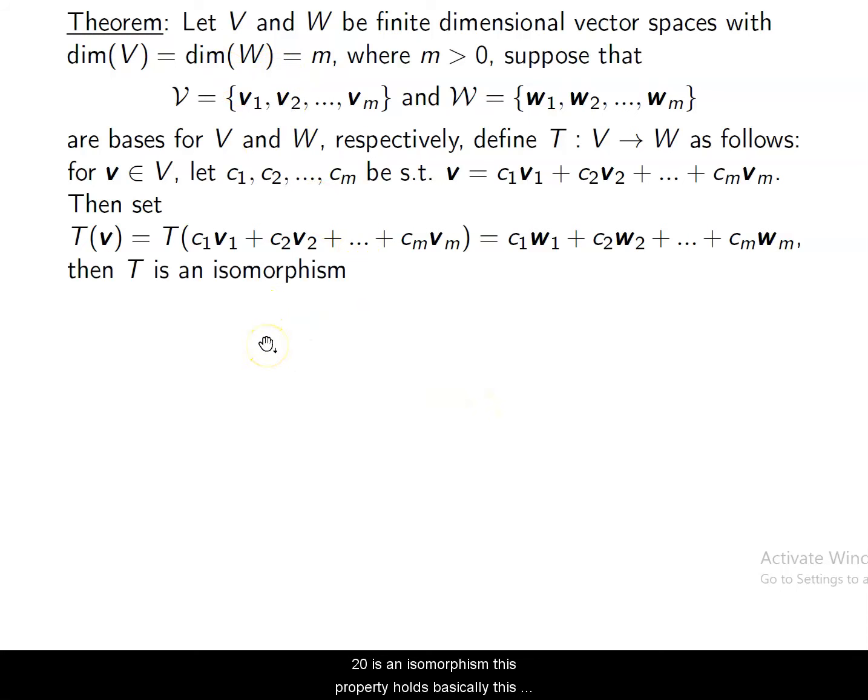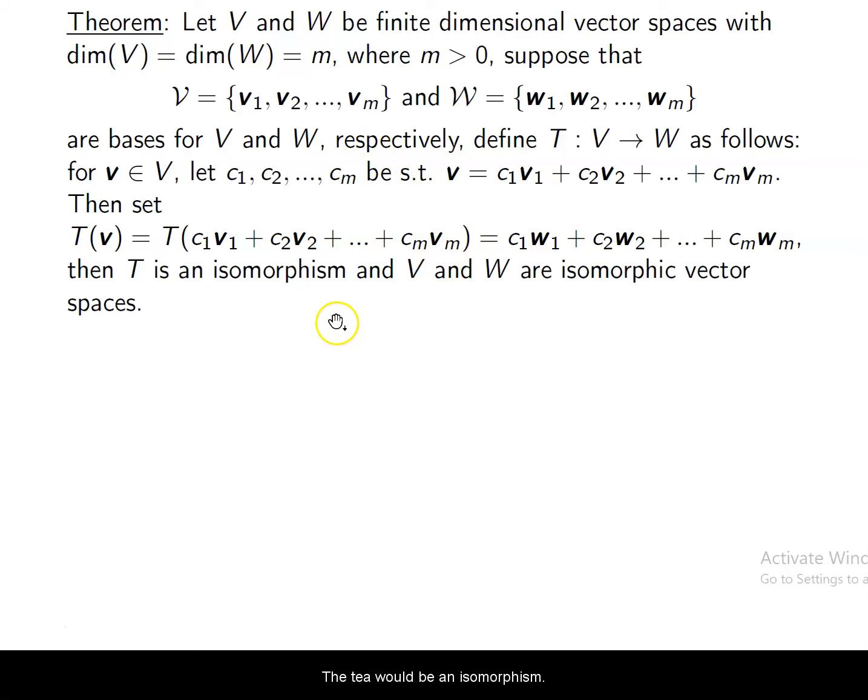Then T is an isomorphism. Okay, so if this property holds, basically this thing here, if this is true, then we have an isomorphism. So now we're relating an isomorphism down to its core structure, which is a basis, right? So T would be an isomorphism. V and W are isomorphic vector spaces. They're isomorphic to each other, and T is an isomorphism between them.